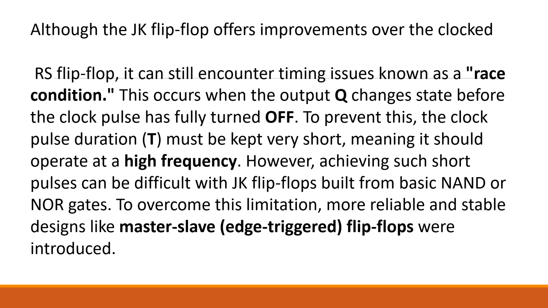Although the JK flip-flop offers improvements over the clocked RS flip-flop, it can still encounter a timing issue known as a race condition. This occurs when the output Q changes state before the clock pulse has fully turned off. To prevent this, the clock pulse duration T must be kept very short, meaning it should operate at a high frequency. However, achieving such a short pulse can be difficult with JK flip-flops built from basic NAND or NOR gates.